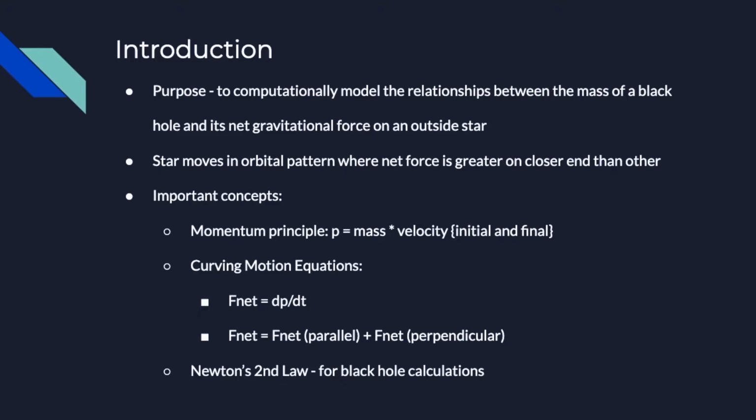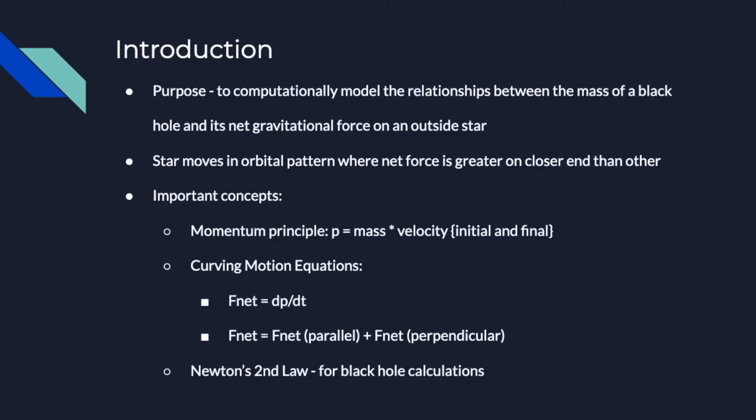The purpose of this lab is to computationally model the relationship between the mass of a black hole and its net gravitational force on an outside star. The net gravitational force exhibits an orbit, allows the star to move in an orbital fashion around the black hole, and we'll see a difference in speed and momentum as well as a change in the forces, the direction that they are pointed in. Now, in the diagram, we'll see that the net force increases the closer it gets, and it decreases further away.